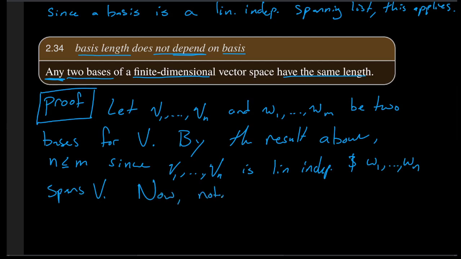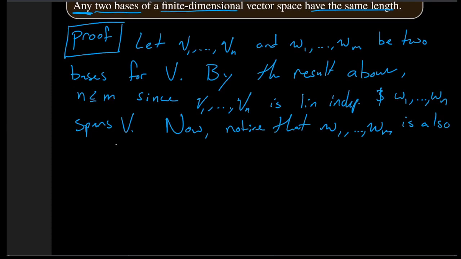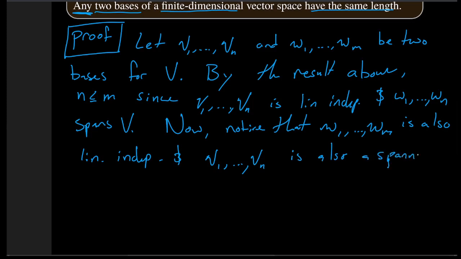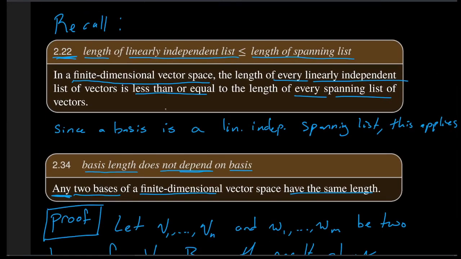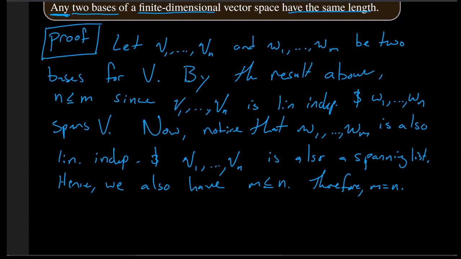Now, notice that w1 through wm is also linearly independent, and v1 through vn is also a spanning list. Hence, we also have m less than or equal to n. Therefore, m equals n. That is, since both are linearly independent and spanning, you can switch them out in an application of this result right here. You see that the length of one is less than the other, and the length of the other is less than the first one, and so they have to be equal. Bada boom. Nice. All right.